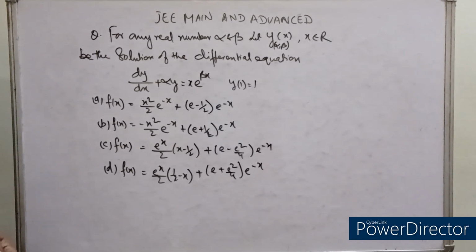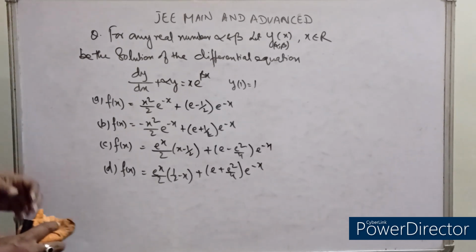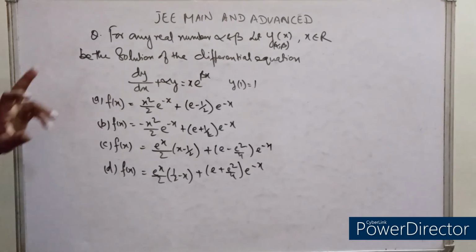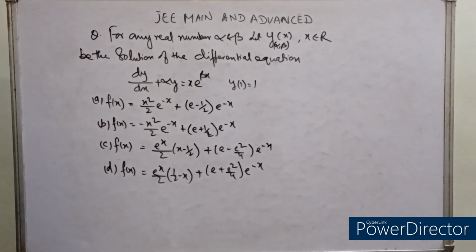So this is your question. Why I have selected a few questions: I only want to show you how to use your presence of mind. Now you see these options. Now I am going to proceed to solve it. First of all you see this question, you have to find this solution, and these are your options. So how to solve it?